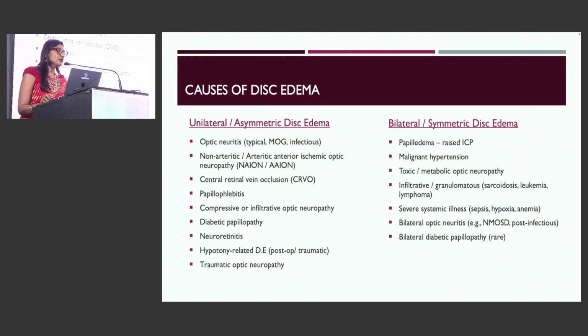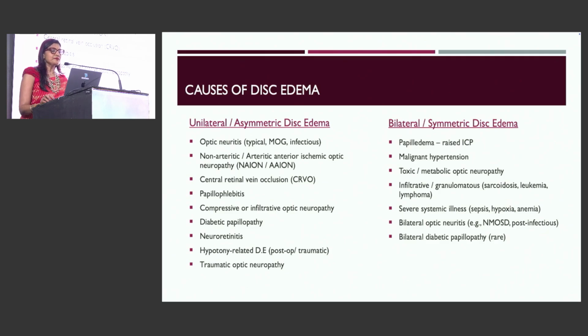But for us, clinically, the easiest way to decide what kind of disc edema it is, is to look at whether it is one eye that is involved or both eyes that are involved, because the causes are different. When you're looking at a unilateral disc edema, then you're looking at conditions like optic neuritis, ischemic optic neuropathy, CRVOs, and compressive optic neuropathies, diabetic papillopathy, neuroretinitis, hypotony if it is post-op or traumatic, and traumatic optic neuropathy.